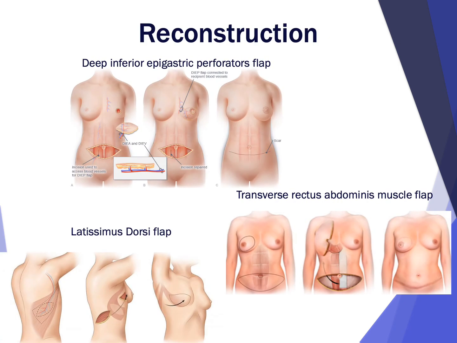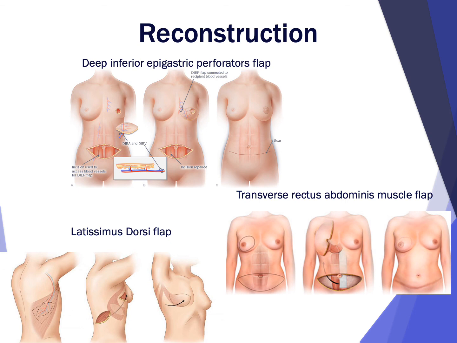we've got the deep inferior epigastric perforator flap, or the DIEP flap, and that is taking a portion of the deep inferior epigastric artery and vein and a portion of the lower abdomen and moving it to plumb in the artery and vein to the internal thoracic artery and vein in the chest, and using that to create the breast. So that is a free flap.